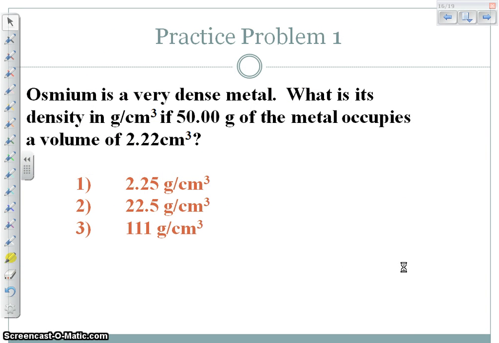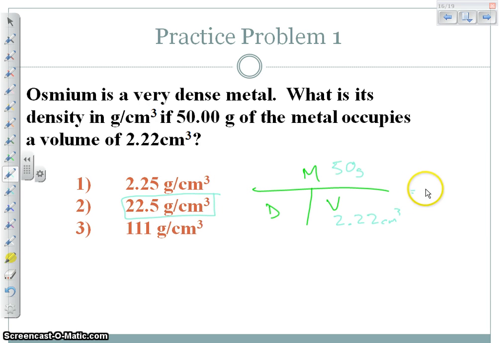Right? And again, walking through some practice problems, we've got density equals mass divided by volume. I am taking my mass of 50 grams and a volume of 2.22 centimeters cubed, and I don't even need to bust out a calculator because 50 divided by 2 should be about 25-ish, and that 22.5 looks pretty darn good for me. Obviously a calculator would let us double check, but that should be what our answer is.